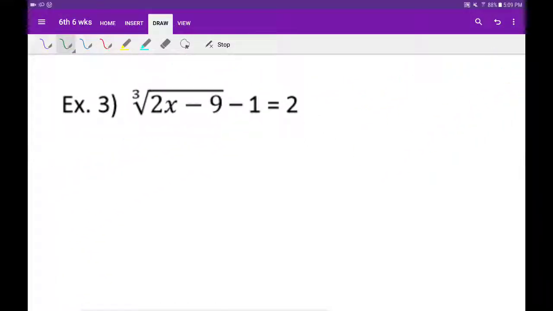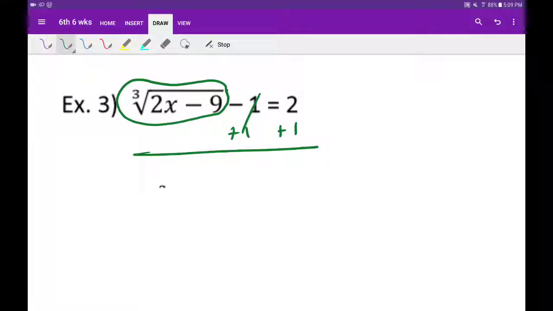Okay, example 3. Remember, you got to keep track of what's inside the radical and what's not. Again, this part here needs to be isolated. We need to add 1 to both sides. All right, so now we've got our cube root of 2x minus 9. That's going to equal 3.